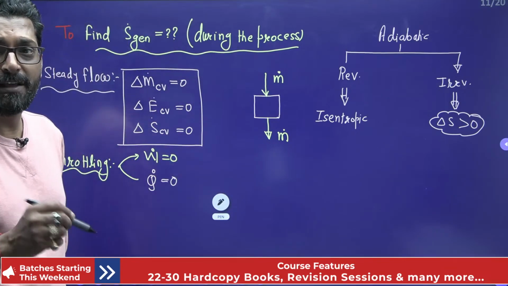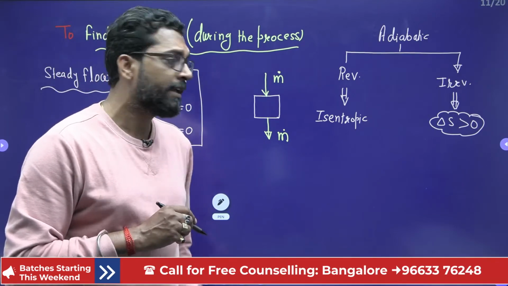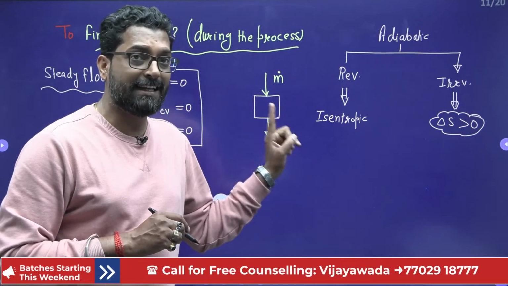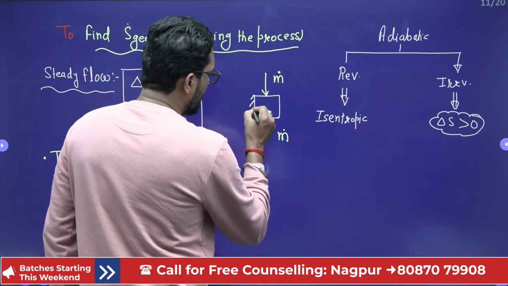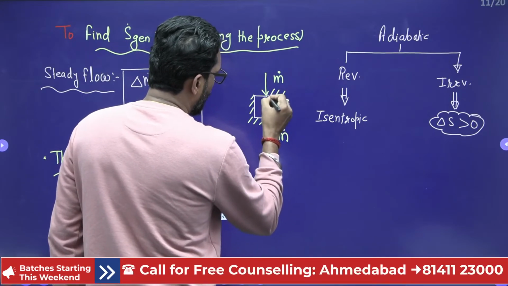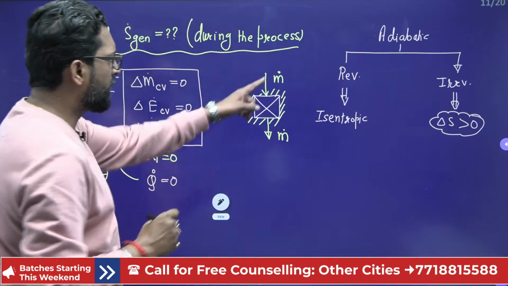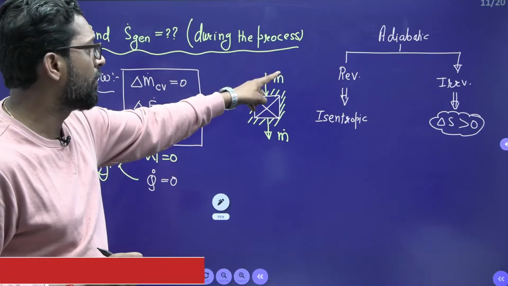Why? Because the responsible factors for the change in entropy are heat and mass. So there is no heat transfer, and no energy transfer. Why? Because we assume that this throttling device is fully adiabatic. Now there is a mass in, that means one inlet, one exit, a single stream.